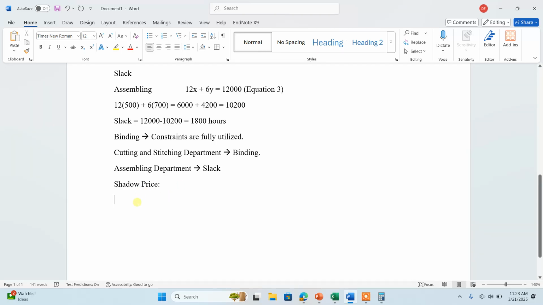Suppose the shadow price is $5. It means that if I'm utilizing additional hours, let's suppose in the cutting department, it is going to give me a $5 benefit. But let's suppose my cost is $6. It means that I'm going to lose $1. So then I should not go for more production or more utilizing of the cutting department, which is the 11,000 hours. So let's check it.